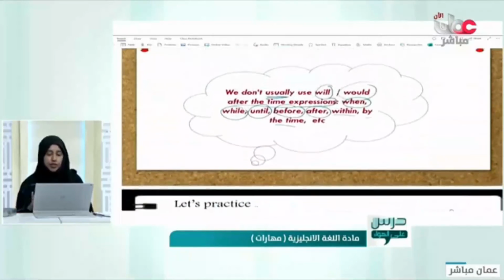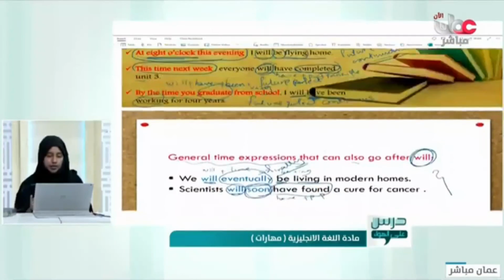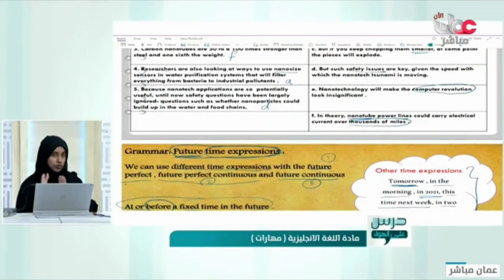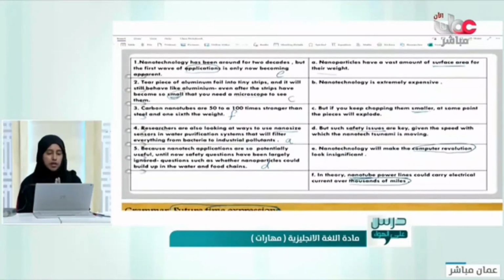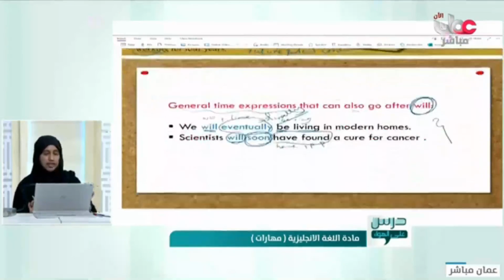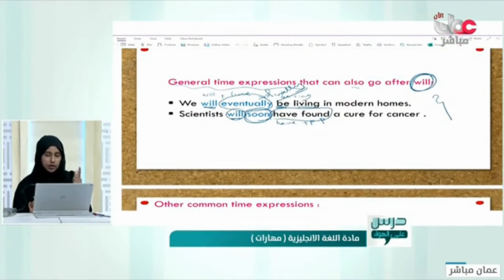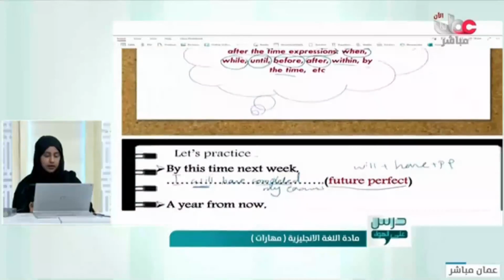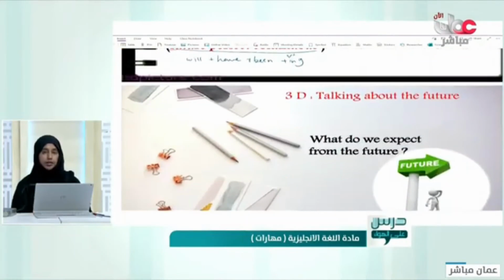Let's move. So this one here, I think we finished 3C. Yes, we finished 3C, which talked about nanotechnology. So I want from you to remember the definition of nanotechnology. How can we answer this type of reading? And future time expressions, the three tenses: perfect, continuous, perfect continuous. Okay. Let's move to 3D. And 3D, inshallah, we will talk about the future. So from the nanotechnology, we know we are going to focus on the future.